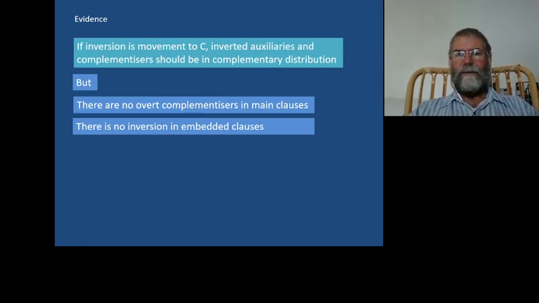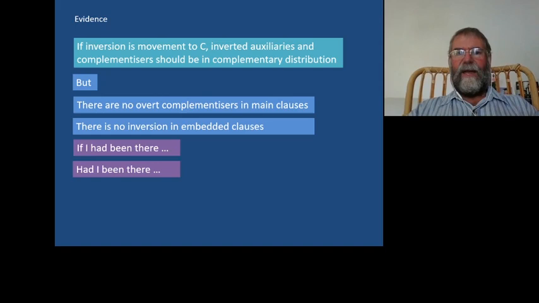in embedded clauses. But those two observations may have nothing to do with the movement of the inverted auxiliary into the complementizer position. There may be completely independent explanations for why these things are true. So therefore, the fact that these two observations are true leads us into a position where we can't actually show that complementizers and inverted auxiliaries are in complementary distribution because they occupy the same position. They're in complementary distribution, but for other reasons.